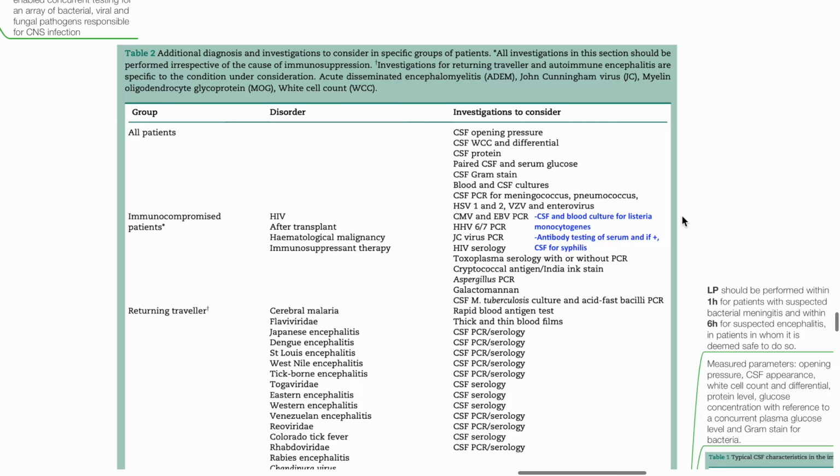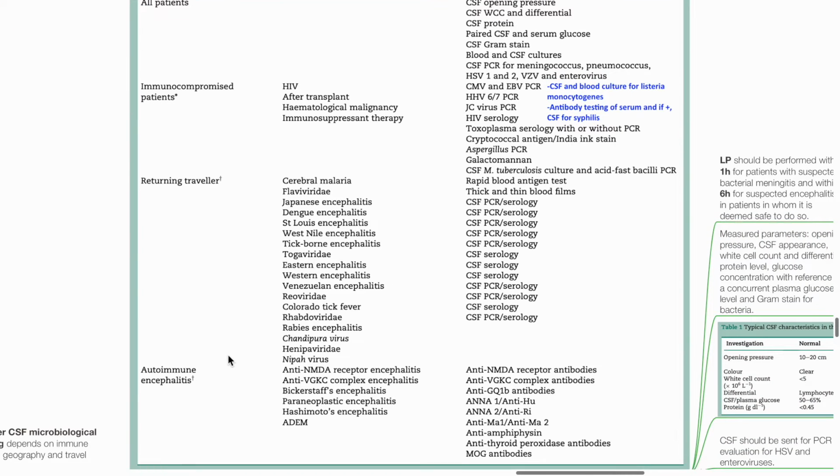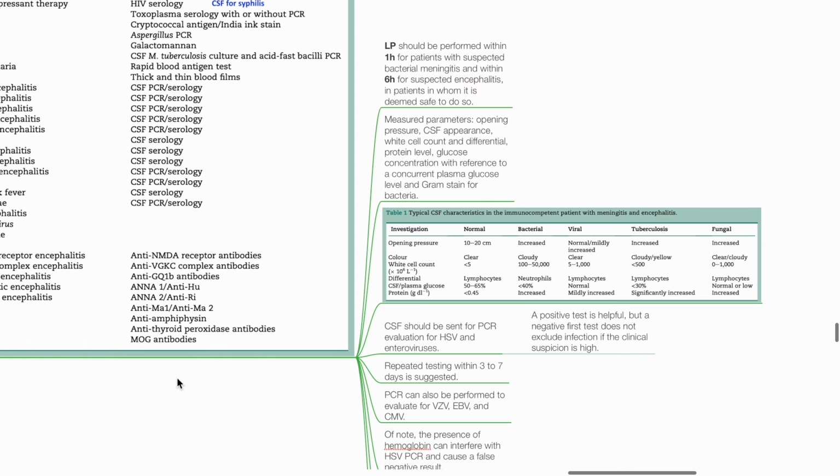This table lists investigations for all patients, immunocompromised patients, returning travelers, and to investigate for autoimmune encephalitis. Lumbar puncture should be performed within 1 hour for patients with suspected bacterial meningitis and within 6 hours for suspected encephalitis in patients in whom it is safe to do so.